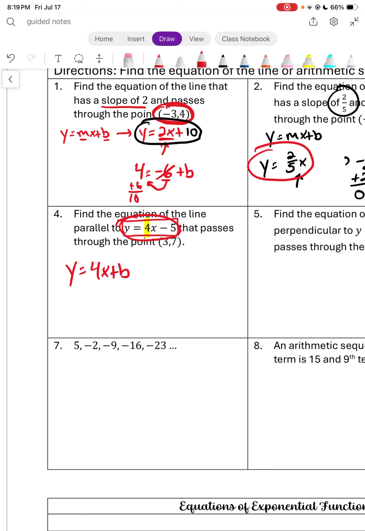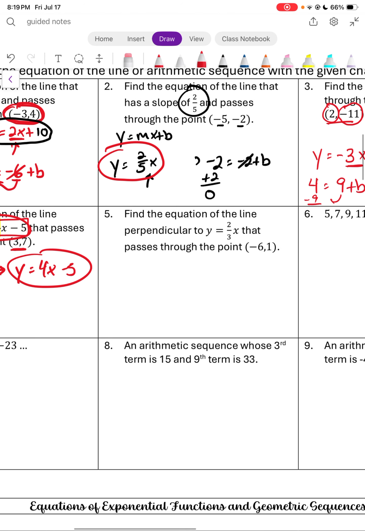In order to find the b, do the same thing. We're going to plug in the 7 for y. We're going to plug in the 3 for x, multiply it out. We're going to subtract 12, and that gives me -5. So therefore, my equation is y equals 4x, and then the -5. There's your answer.